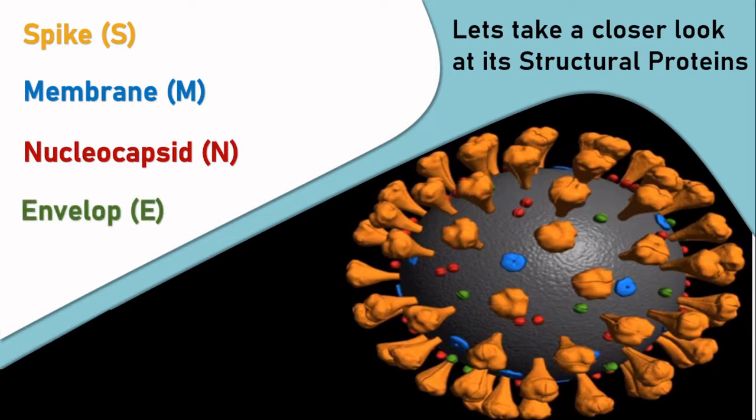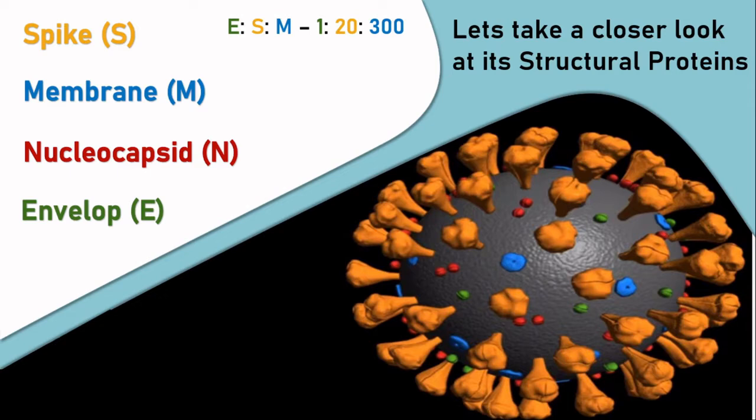Now, if I ask you which, according to you, would be more in number, the obvious answer you would tell me is spike protein, because that is how we draw the diagram and that is how it looks. But that's not the case. You'll be surprised to know that the maximum number of proteins present on the virus are membrane proteins. Below that, you have spike proteins, and envelope proteins are the least.